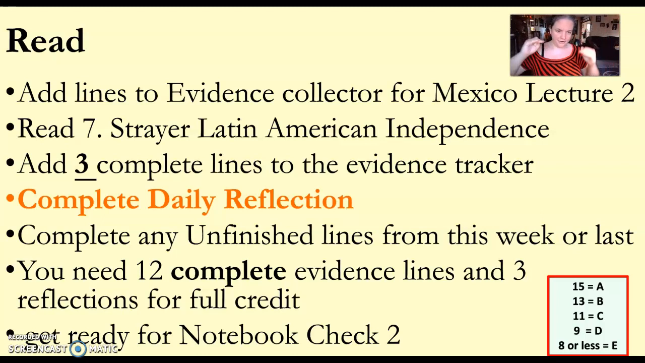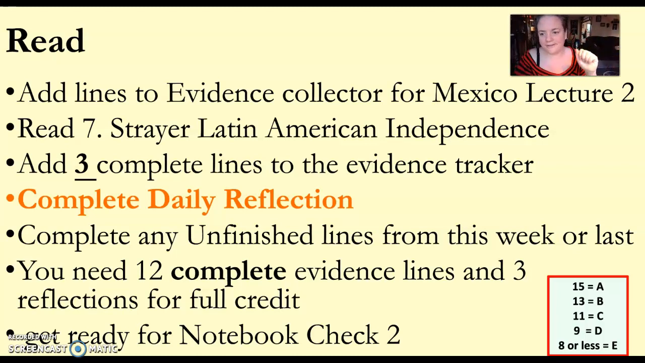I just want to let you guys know where those events go in order to prepare you for your reading from Reading 7 in the Mexico file. First thing you're going to do, add a few lines to the evidence tracker for the Mexico lecture 2, which is basically all that stuff I just said. Sweet. From there, you're going to read Strayer, Latin American Independence. The reading is in the file. Next, complete 3 lines for the evidence tracker. Remember that these should be lines that you will be able to actually use in your actual essay.